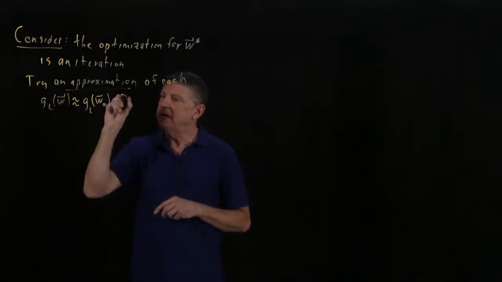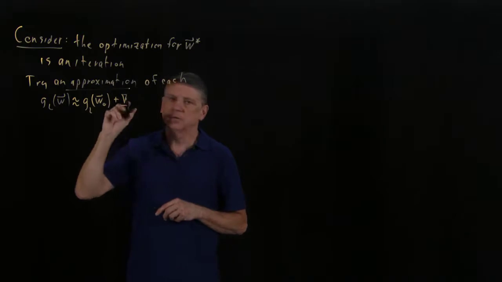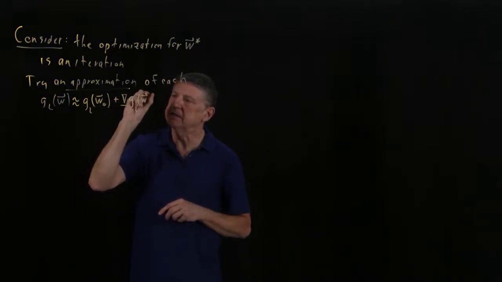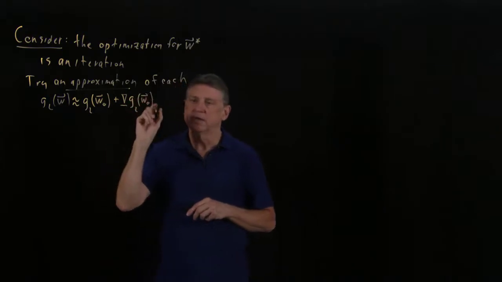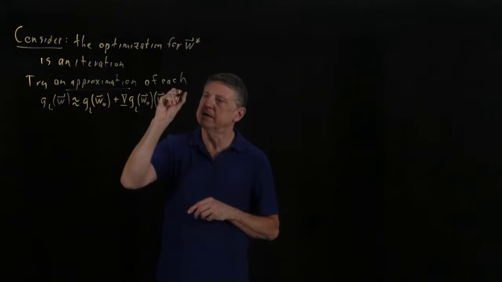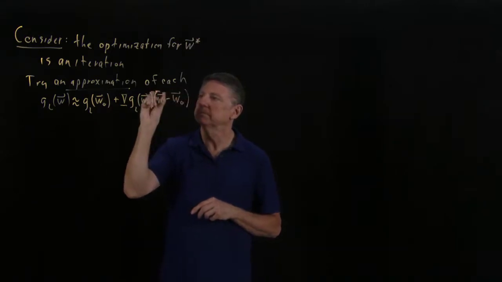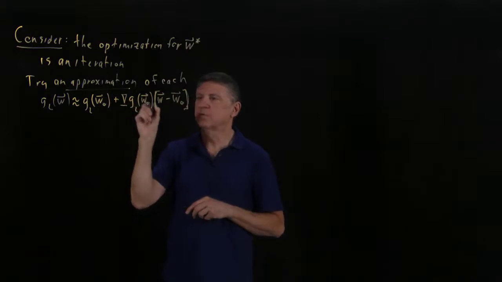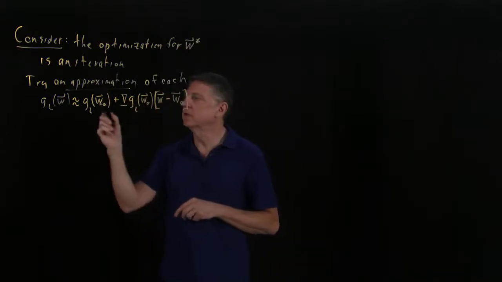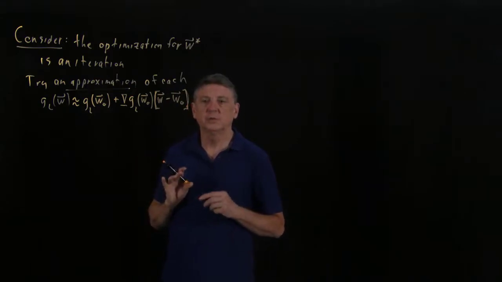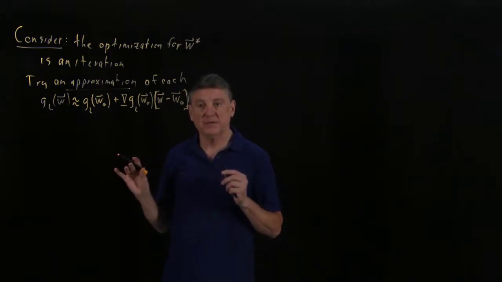And then we would add the gradient one form of the function at this W0 times the vector argument minus the expansion point. And when we take this one form times this vector, we get a scalar. This is a scalar. Things will work out. So this will give us an approximation.